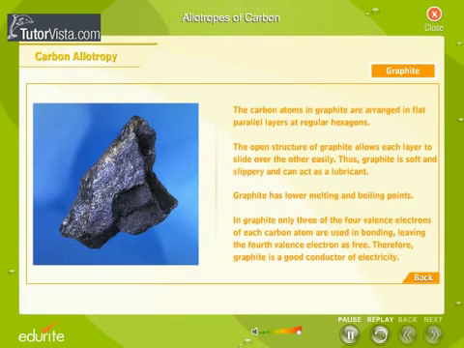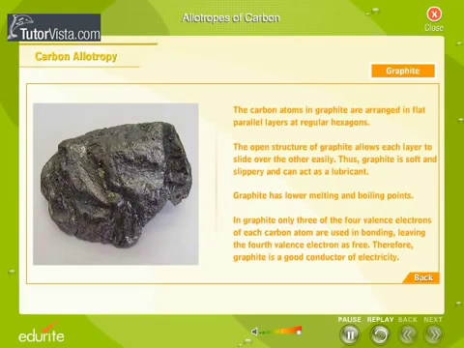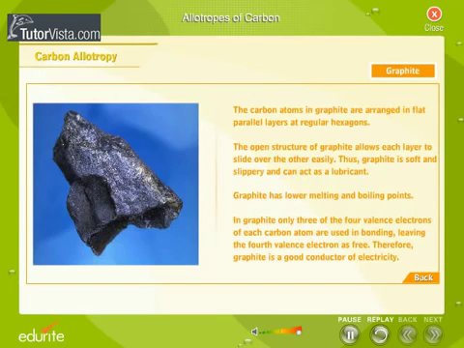Graphite. Graphite has an arrangement of carbon in flat parallel layers of regular hexagons. Each layer is bonded to the adjacent layers by weak van der Waals forces. This allows each layer to slide over the other easily. The structure makes graphite soft and slippery, making it a good industrial lubricant. Graphite is also a good conductor of electricity.